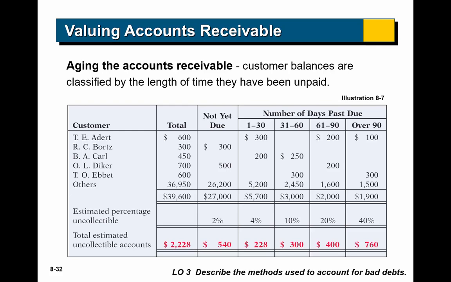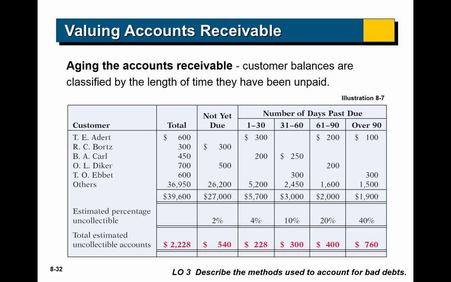Here you can see they have split up the amount that's owed to them by how far past due it is. You can see there's some that's not due yet, some that is 1 to 30 days past due, 31 to 60, and so forth. And then they would analyze their past payments, and in this case, they realize that money that's over 90 days past due is much harder to collect, and they're only going to collect about 60% of it, meaning 40% of it is going to be uncollectible.